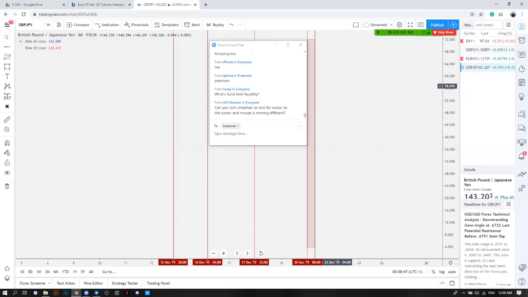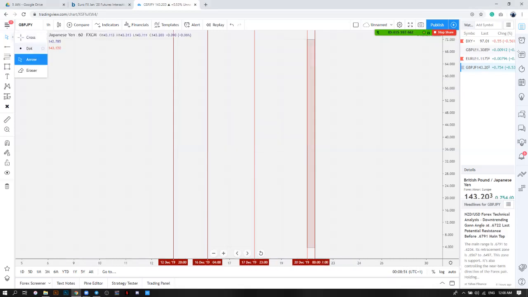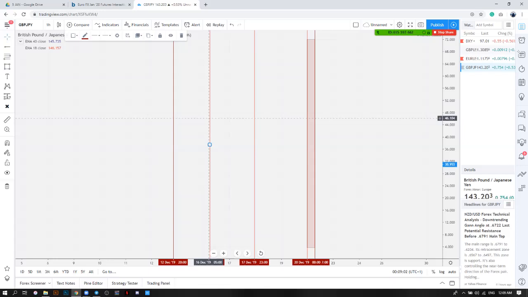Can you turn on the crosshair? Okay, all right, perfect. So let's do this. Everyone can see my screen. Yeah, it's better now.